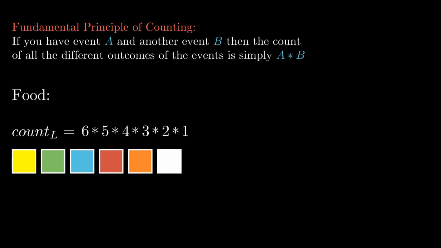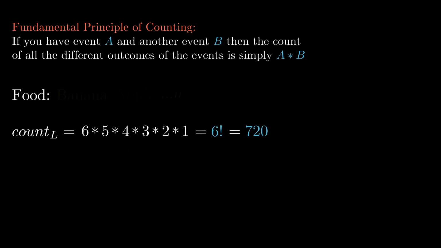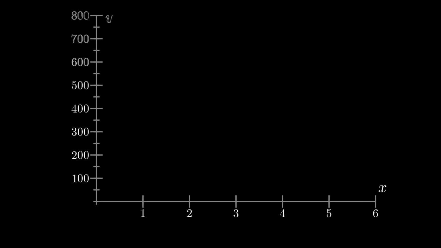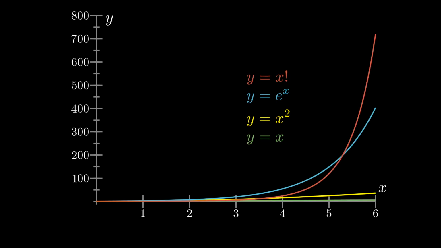With 6 items, 6 factorial equals 720. More generally, with n items, we have n factorial possible lunches. As you can see, the number of possible lunches is growing quite rapidly. In fact, the factorial function grows significantly faster than most functions you may be familiar with already. Here is a comparison of its growth versus linear, parabolic, and exponential functions.